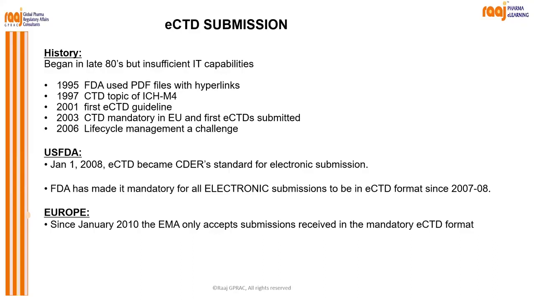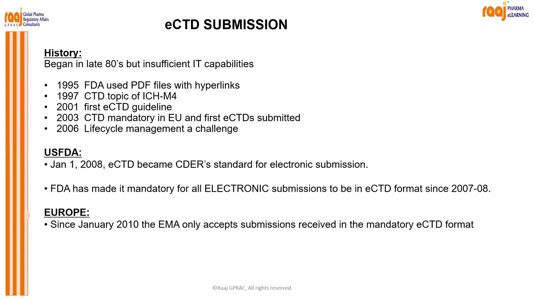So the history began, as I said, in the late 80s, and then in 1995 FDA used PDF files with hyperlinks. Then in 1997 the CTD topic, that is ICH M4, got published. So whenever somebody asks what ICH guidelines are applicable when we talk about CTD, the answer is ICH M4, because ICH is divided into quality, safety, efficacy, and multidisciplinary. Under multidisciplinary, ICH M4 is the main topic. Then there is ICH M8 also, which talks about eCTD.